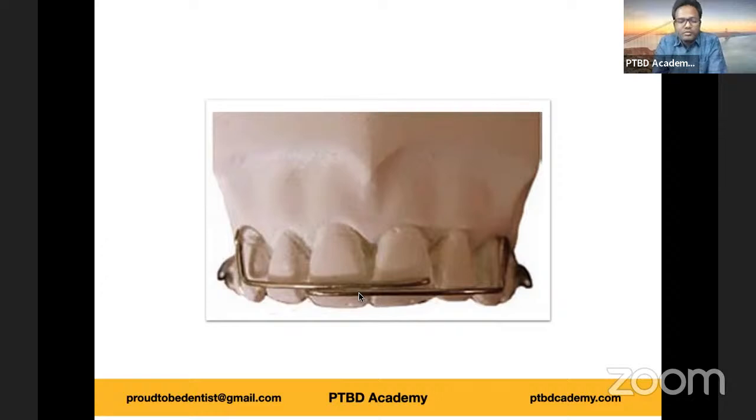Activation is by closure of the loop by 1 mm. So you have this U loop here. When it is closed by 1 mm, force is generated, right? Very good. Split labial bow for midline diastema closure.